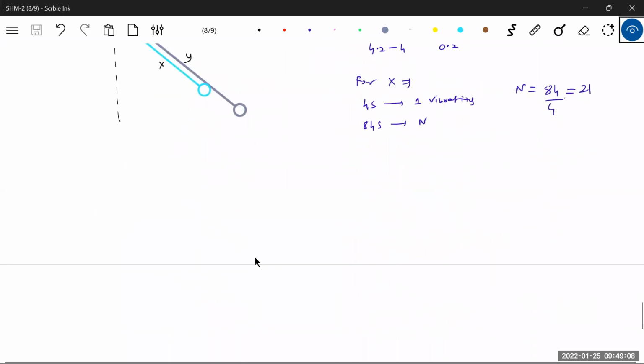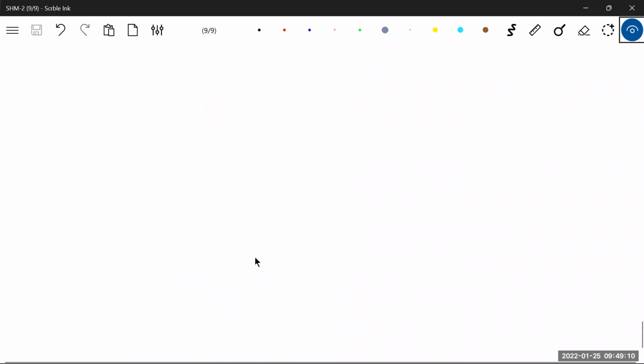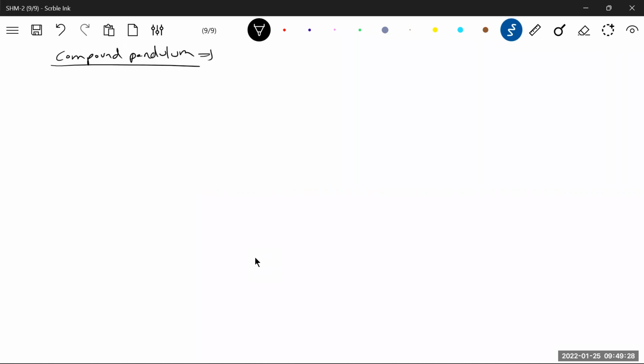Okay, we'll take some compound pendulum now, a physical pendulum or rigid body oscillations. Let me begin with the rod.